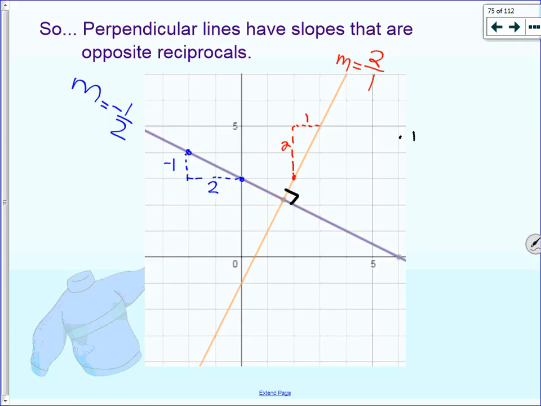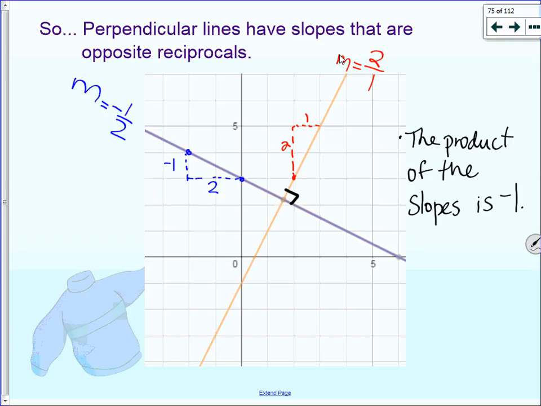Wait, equal and opposite. Would that be the same, saying that they're equal and opposite? Not quite, they are opposite, but they are not equal. Well, when you multiply them, are they one? Well, negative. So the product of the slopes is -1.